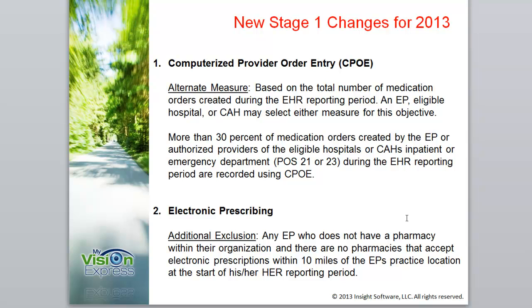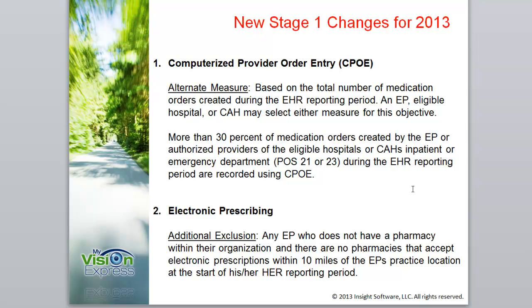Now, as far as the new changes for 2013, this will apply for those who have already attested. So for the first one, computerized provider order entry, or CPOE, this is a core objective. There is now an alternate measure. Based on the total number of medication orders created during the EHR reporting period, a doctor, eligible hospital or CAH may select either measure for this objective.